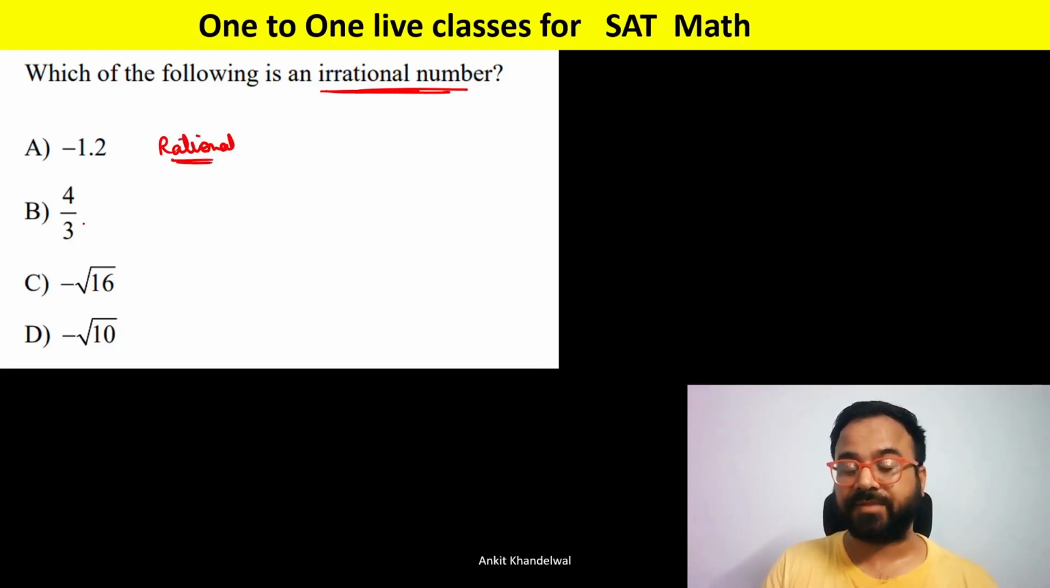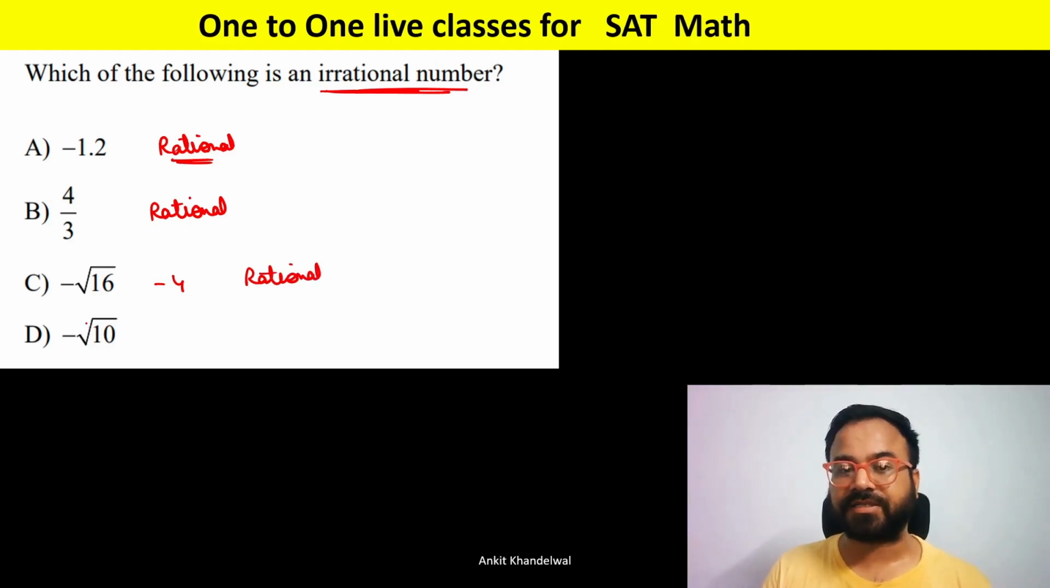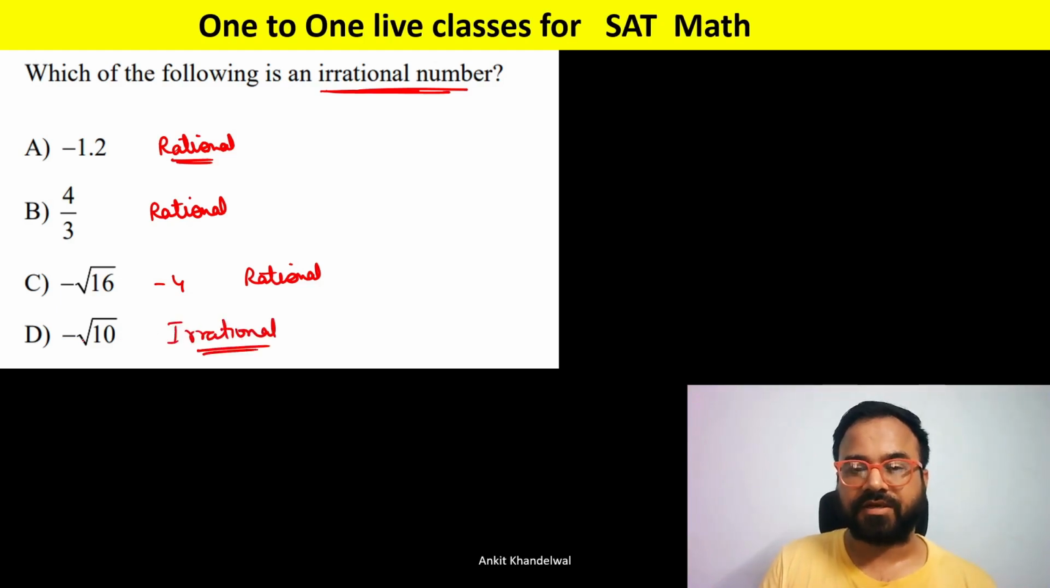4 by 3 can be written in the form of p by q, so this is rational. Minus root 16: root 16 is 4, so it is minus 4, so this is rational. The last one, minus root 10. Root 10 is a non-perfect square, so any number written inside the square root which is a non-perfect square will be irrational. So this is irrational over here. Its decimal expansion is non-terminating and non-repeating.